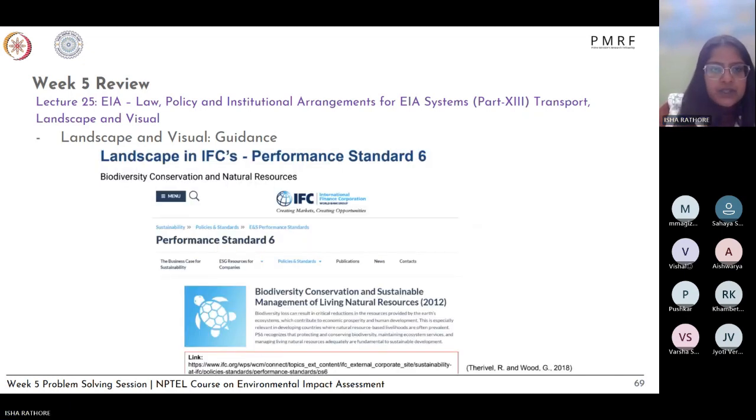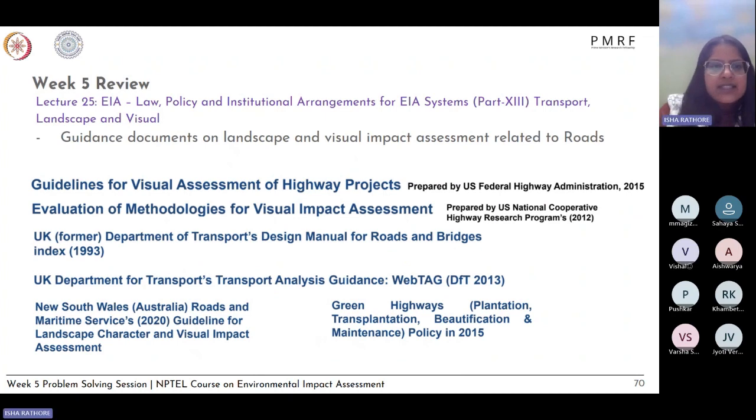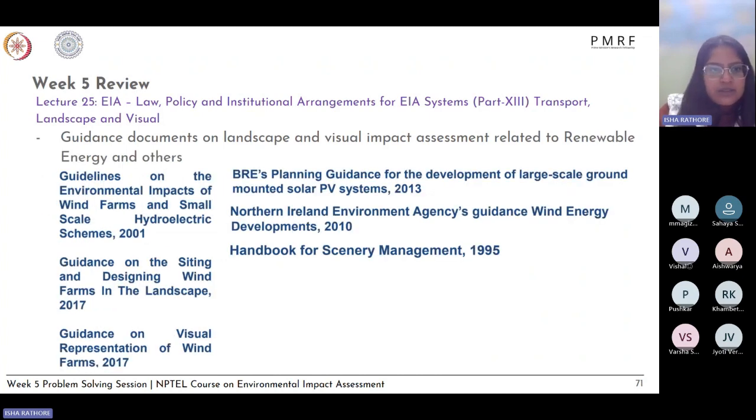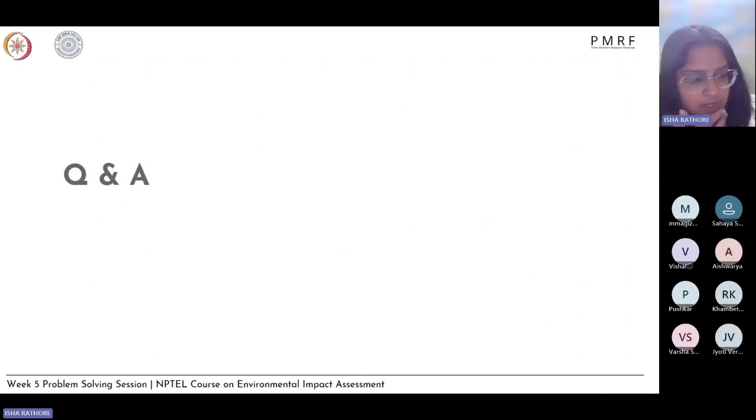We also have landscape in the IFC's standards. So Performance Standard 6 looks at biodiversity. It also considers aspects of landscape planning. And then certain other guidelines relating to roads as well, and relating to renewable energy. So this was all which we discussed.